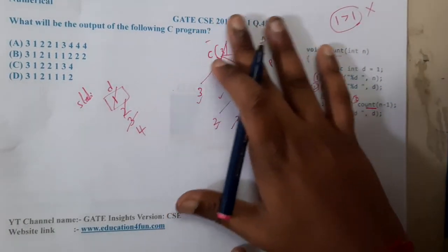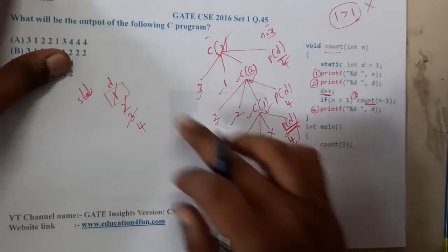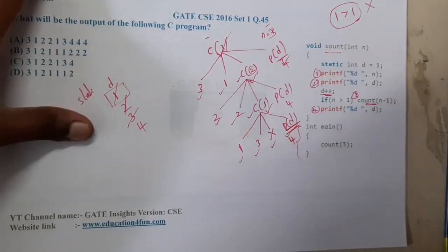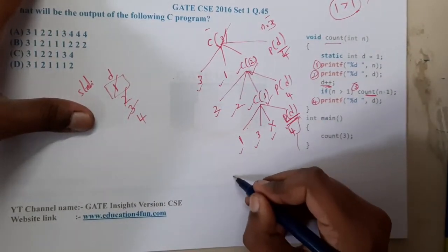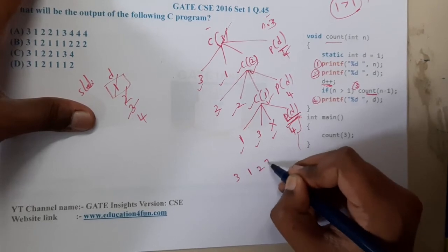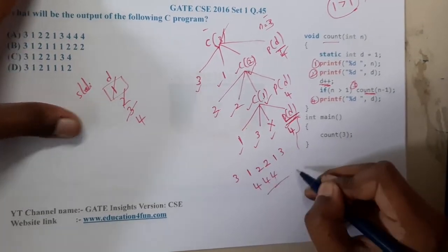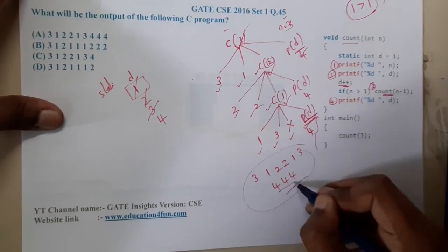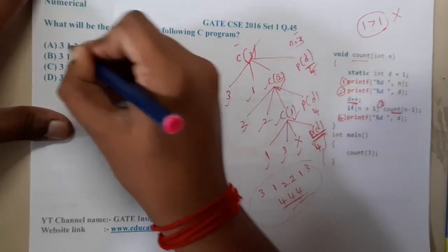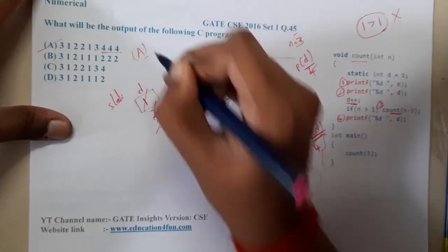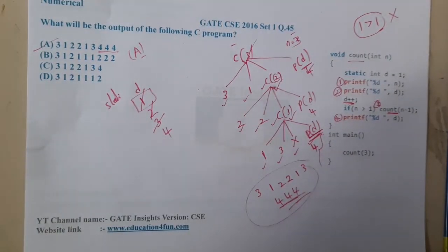Hence you completed all the functions, and let us now write the output in in-order, pre-order or post-order. Any order you can follow. First you will get a 3, after that 1, after that 2, after that 2, after that 1, after that 3, after that 4, 4, 4. So this is the result. Is anyone matching, guys? With this last 4, I'll be concluding A is the correct answer. You can cross check the rest of the values also. Yes, they are matching exactly.